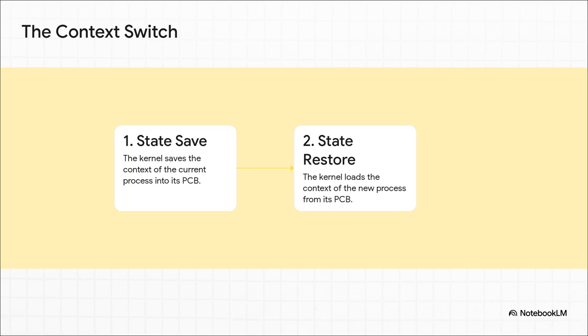The registers, the program counter, all of it, into P0's PCB. Then step 2, it pulls up the PCB for the next process in line, P1, loads its saved context into the CPU, and just like that, P1 is now running, picking up exactly where it left off.